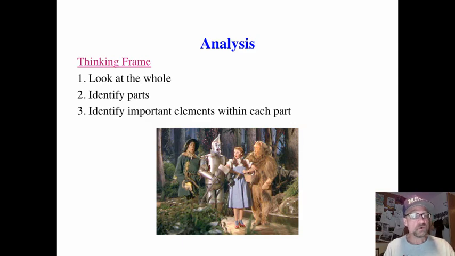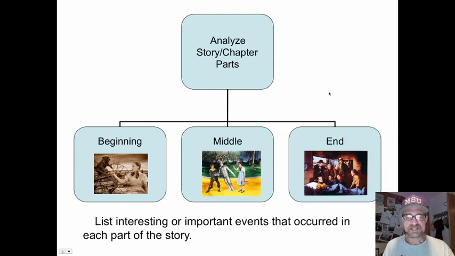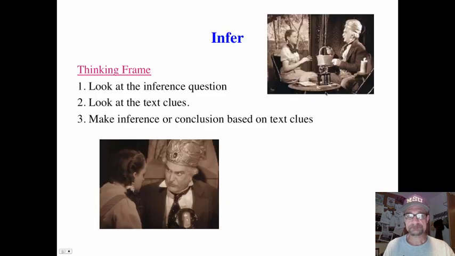Analysis. Look at the whole, identify the parts, identify important elements. And again, a simple thing of identify interesting or important events that occurred in each part of the story. This gives me a better sense of how the student is processing the story than some silly comprehension worksheet, which does absolutely nothing to help students comprehend. Gives me a sense of what the student thinks is important and how the student perceives the story as a whole. Analyze story parts or chapter parts. There's just another graphic that shows the same thing.